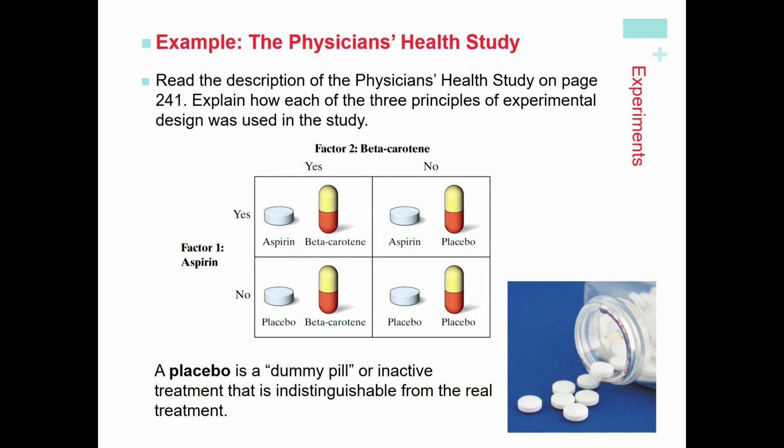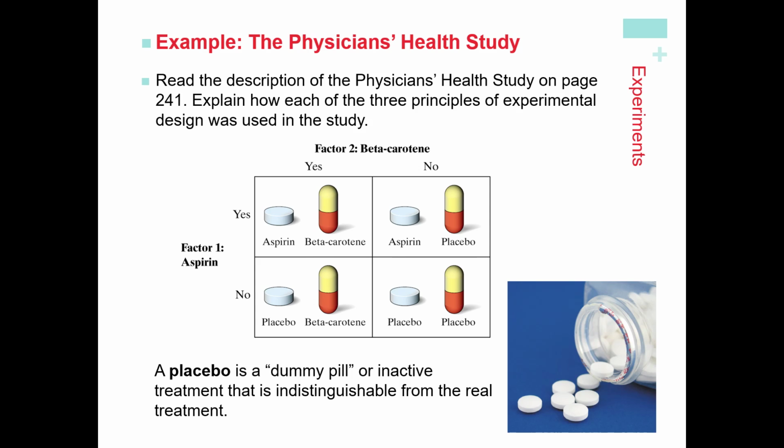As an example, I'm going to give you guys the physician's health study on page 241. And you guys can see here, this is actually a two-factor study. So we wind up with 4 treatment groups. One group gets aspirin and beta-carotene. Another group gets aspirin and a placebo. A third group gets placebo and beta-carotene. And the fourth group gets a placebo and a placebo.